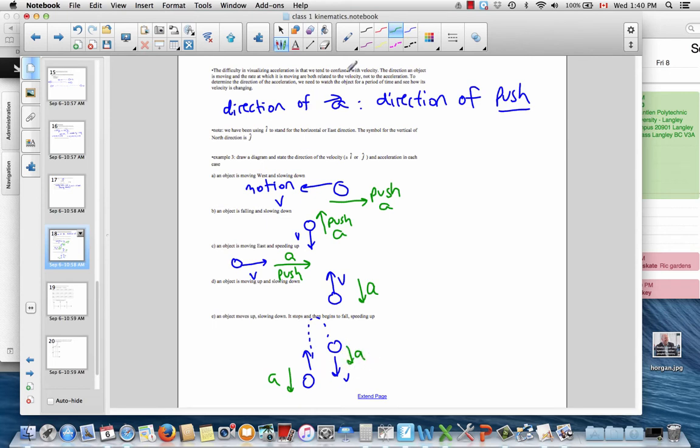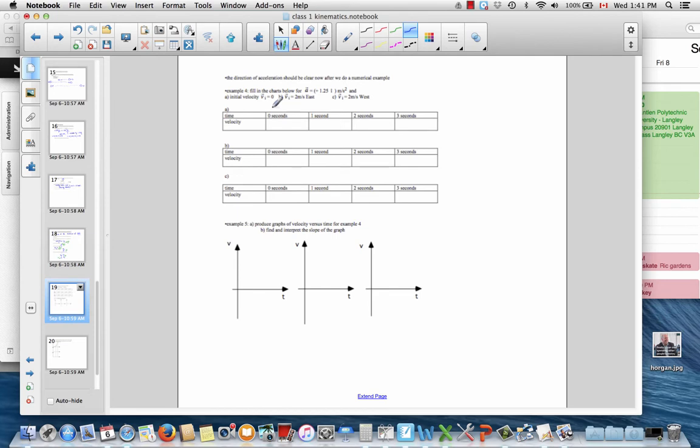So this is actually what a projectile does, right? In both cases, the push, or the pull of gravity, is downwards, opposite to the velocity, so it slows as you rise. Then on the way down, the velocity and acceleration are in the same direction, and it picks up speed. So hopefully that gives you some insight into the direction of the acceleration and how you can find it.